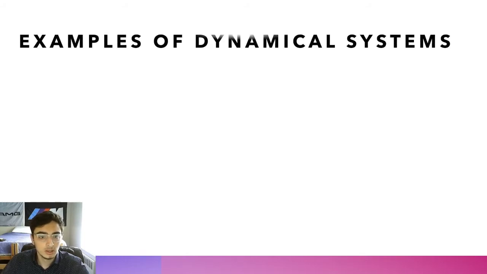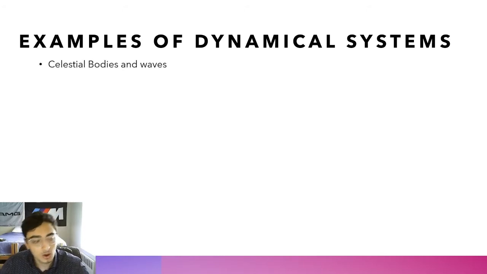Examples of dynamical systems in nature, because we mentioned how dynamical systems in mathematics apply to nature a lot in the last slide, are celestial bodies and waves. By celestial bodies and waves, I mean planets orbiting around a sun in a planetary system, and waves as in the motion of water in the ocean.